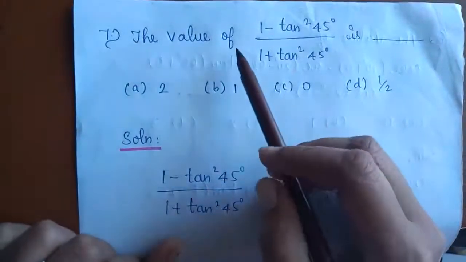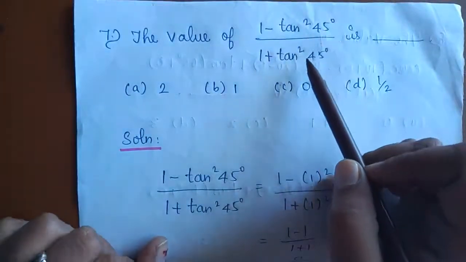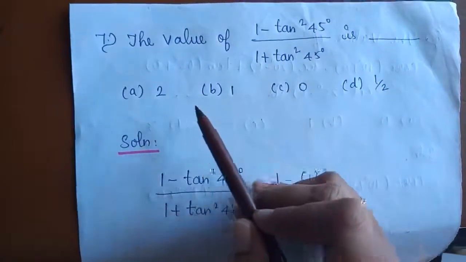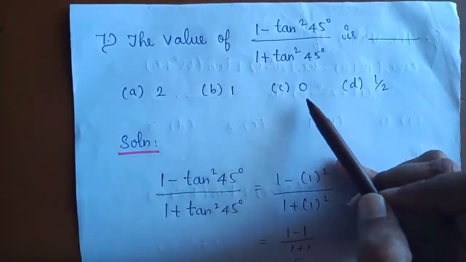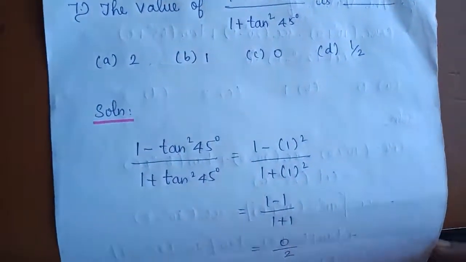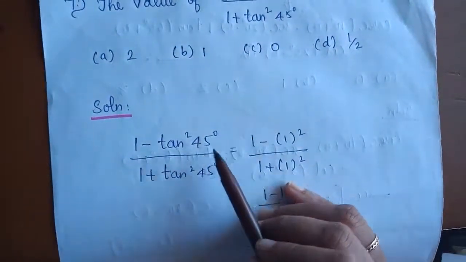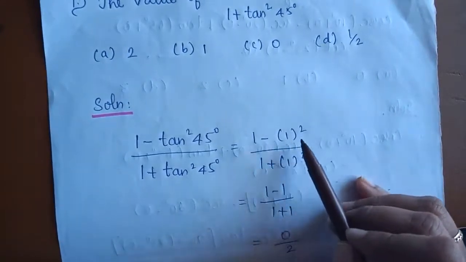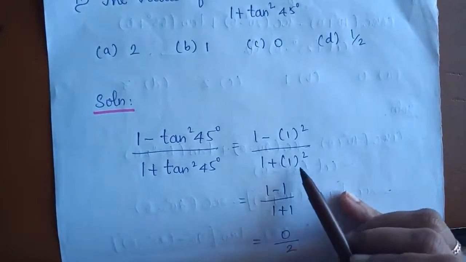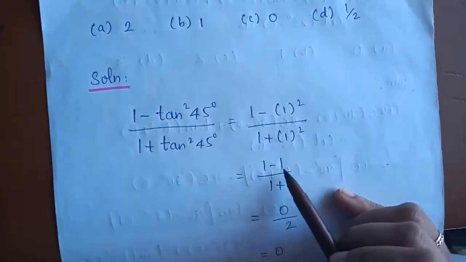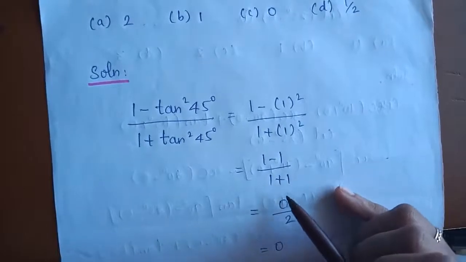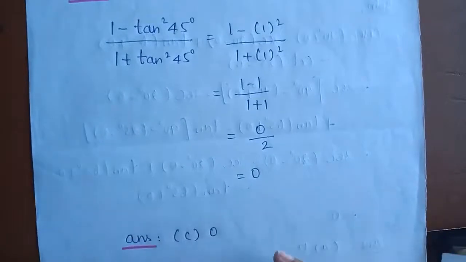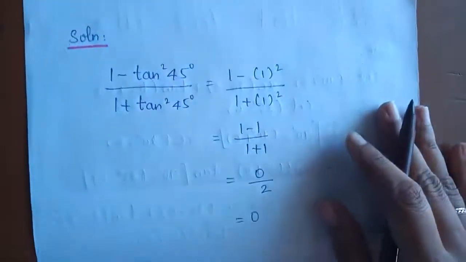Question number 7. The value of 1 minus tan square 45 degree divided by 1 plus tan square 45 degree is dash. Option A 2, option B 1, option C 0, option D 1 by 2. Solution: 1 minus tan square 45 degree divided by 1 plus tan square 45 degree is equal to 1 minus 1 the whole square divided by 1 plus 1 the whole square, which is equal to 1 minus 1 divided by 1 plus 1, which is 0 by 2, which is equal to 0. Therefore, the correct answer is option C, 0.